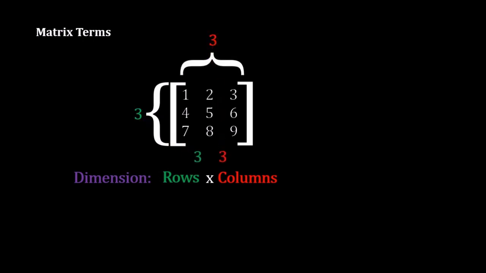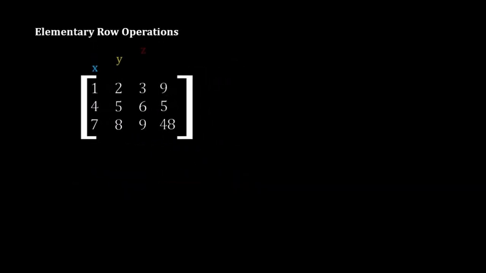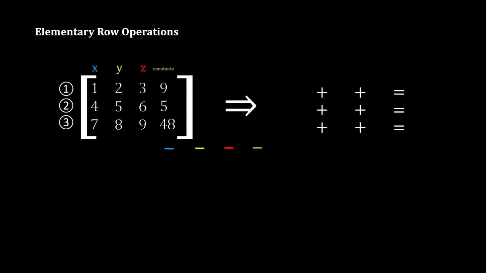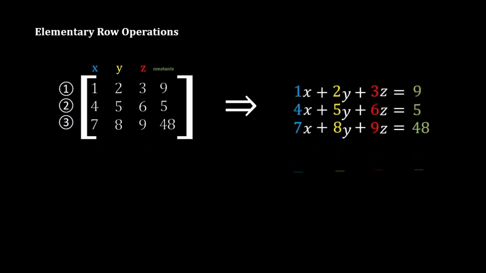Note that they are not multiplied. We just say rows by columns. Going back to our other matrix, we can see that the first column represents the x coefficients, the second column represents the y coefficients, the third column represents the z coefficients, and the fourth column represents the constants the sum of the terms are equal to. Each row represents a separate equation. Writing this out gets us the following system of equations.